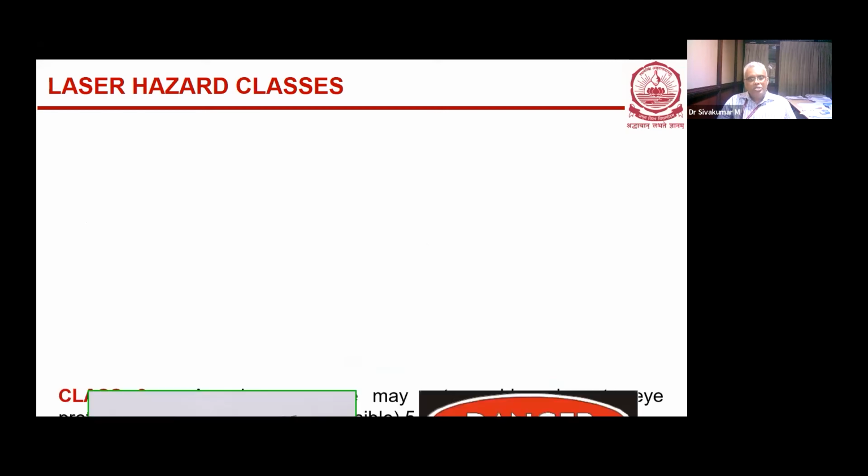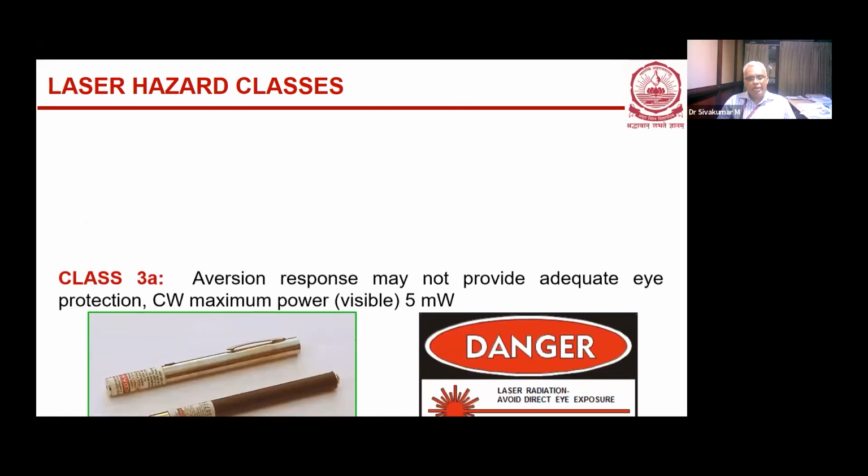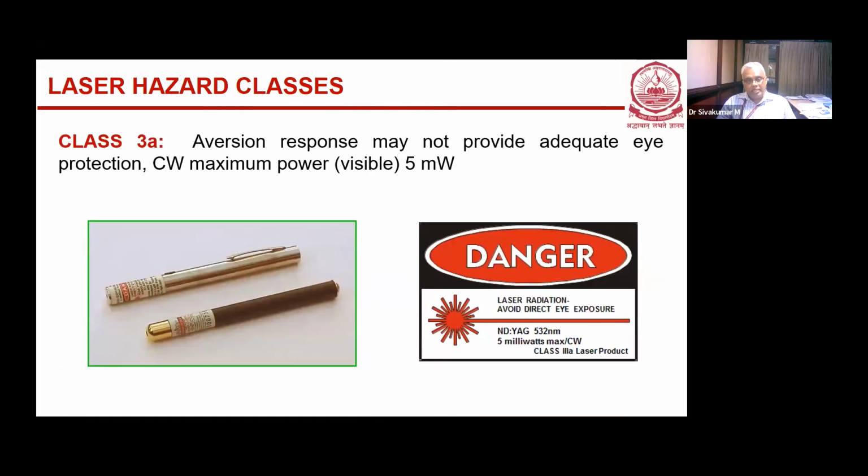And then there are 2 other classes. Class 3A, where the maximum power is 5 milliwatt. You can see even the laser pointer comes under that category. You have to be careful when you are using a CW laser with 5 milliwatt power. The symbol for using this kind of laser is this one.